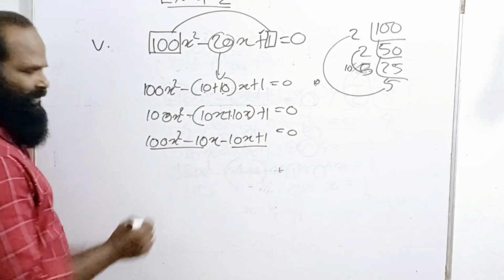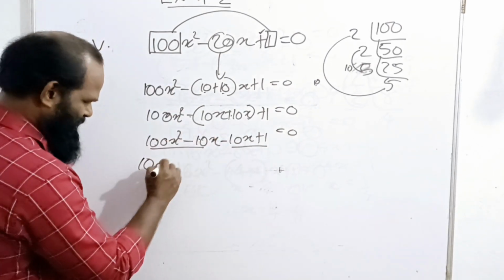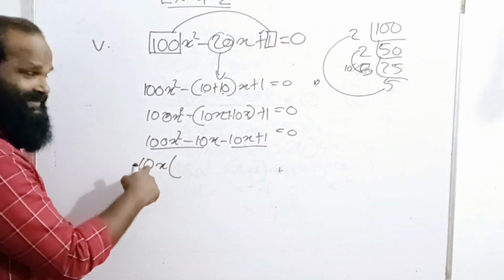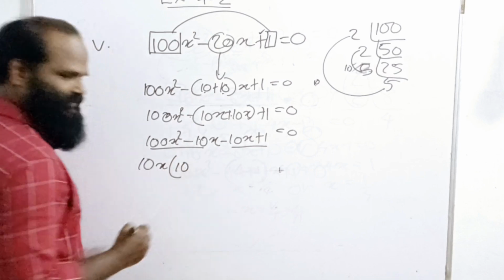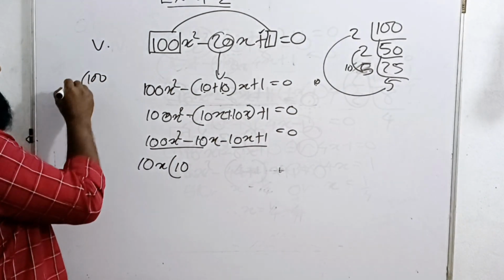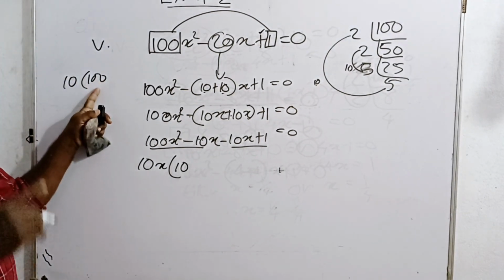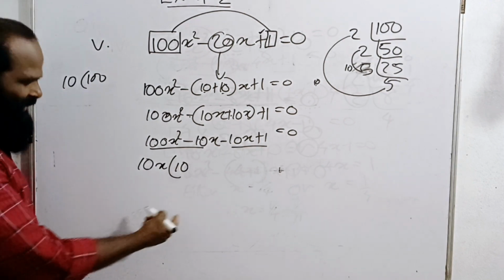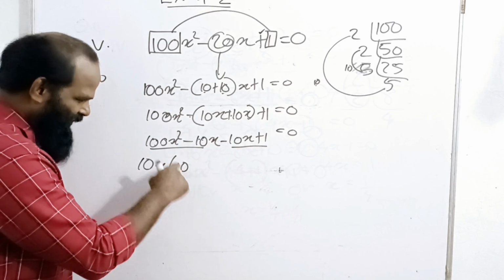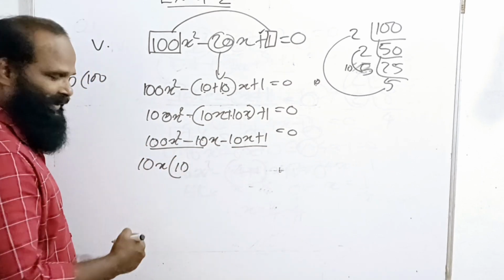First group, 100 and 10. 10 is common. x squared and x, x is common. So from 100 we have taken 10, remaining 10. From 100 we have taken 10, doesn't mean that 90 is remaining. That is not the way. 10 is out. Now how much is remaining? When these two are multiplied, we should get 100 again. So in that case, when 10 is out, 10 is remaining.